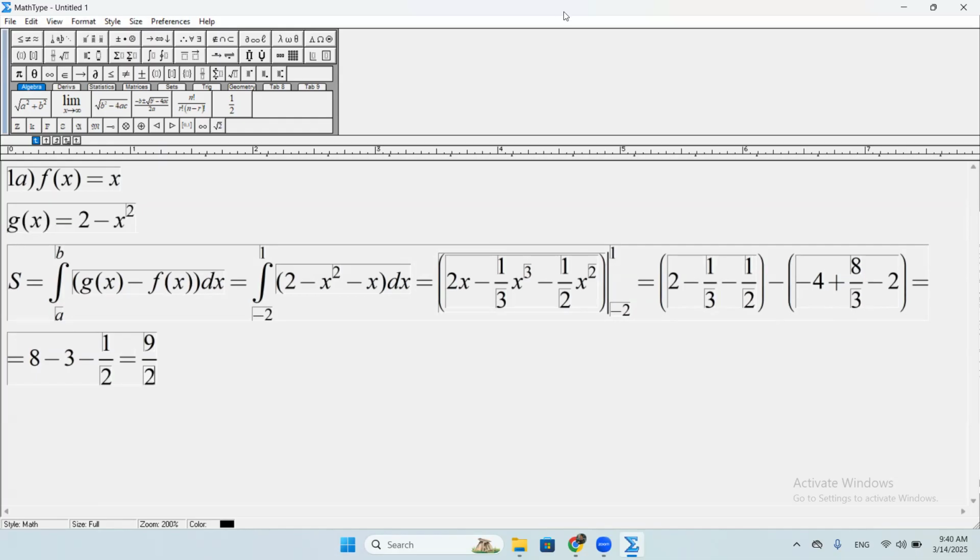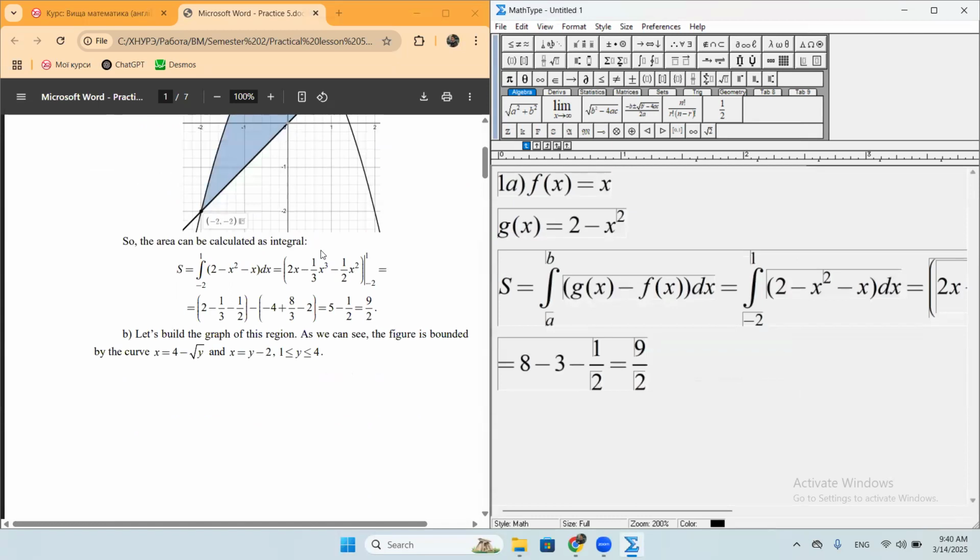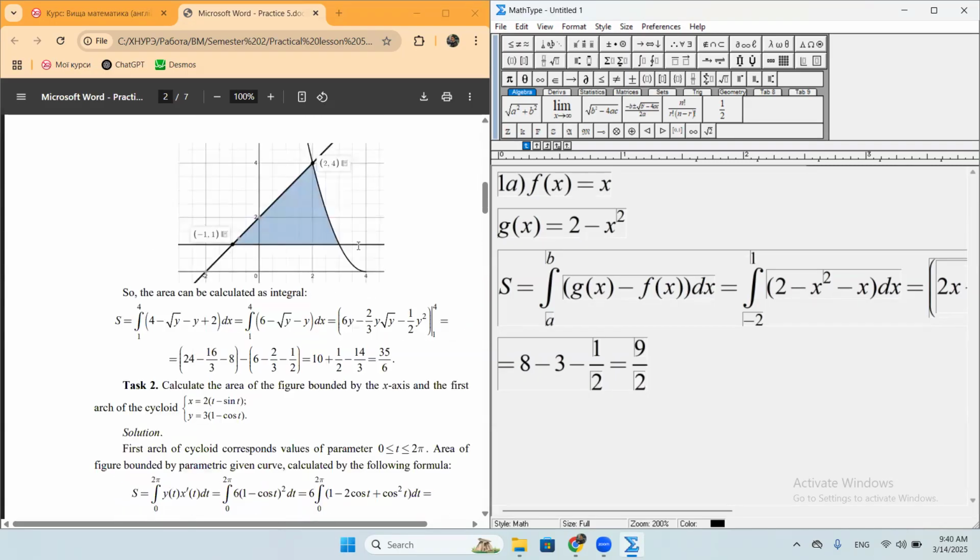And let's also check these materials. Yeah, 9 over 2. Any questions about this exercise? No. Okay. Yeah, and b is analogical, we will skip it, but here we integrate by variable y.